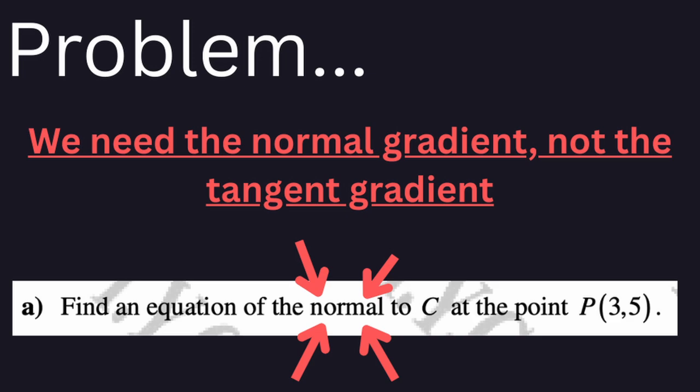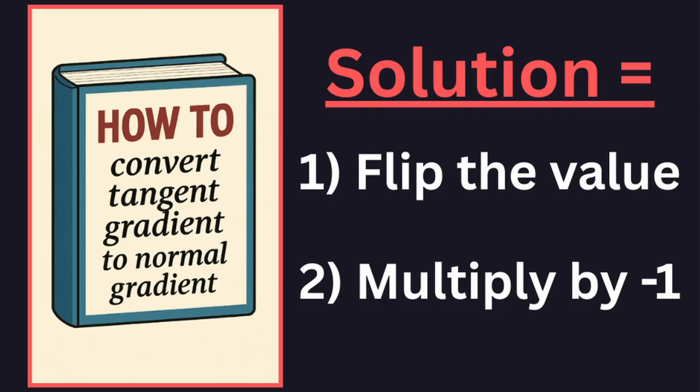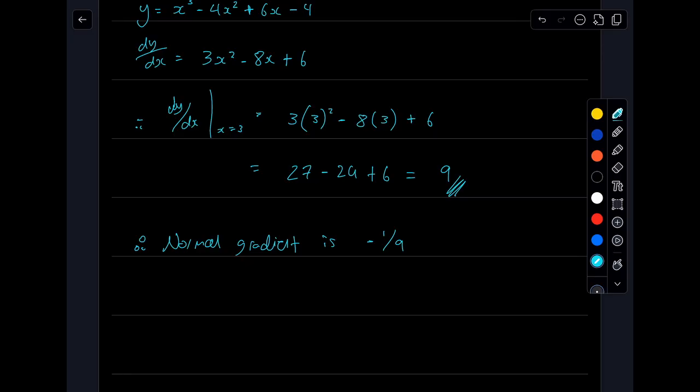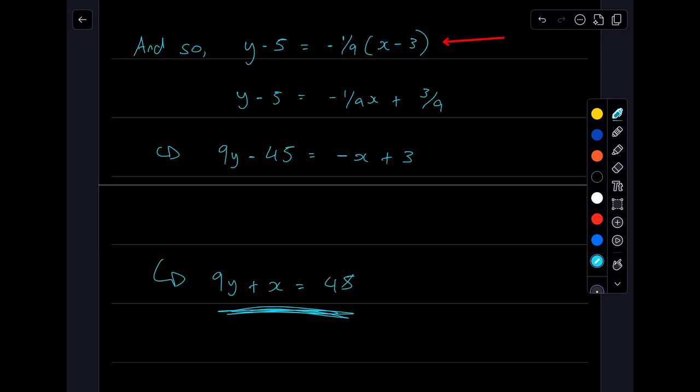And so therefore, we need to convert this to the gradient for the normal, which is a simple flip and multiplication by -1. This means that the gradient of our normal is -1/9. And so putting all of this together, we get y minus 5 is equal to -1/9 times x minus 3, which gives 9y plus x equals 48 as a final answer.